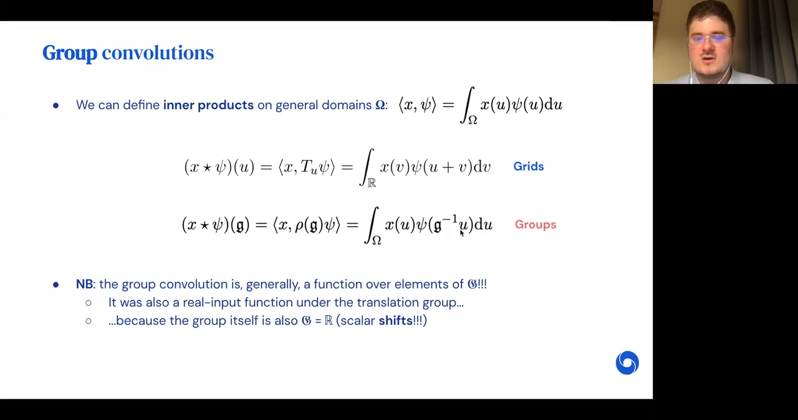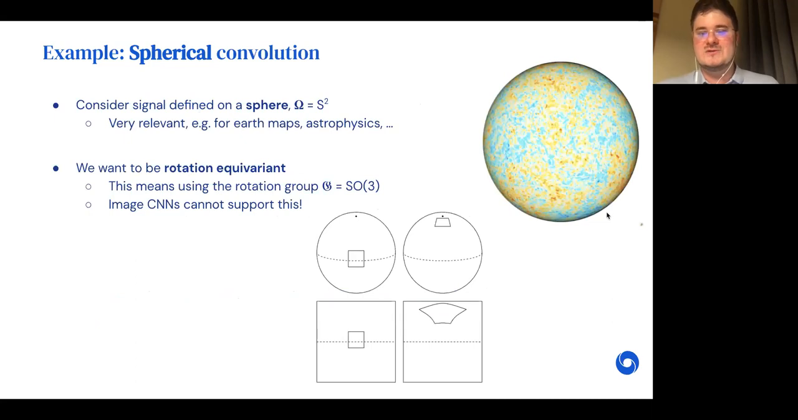So one thing that's important to note is that generally speaking, when you perform a convolution with respect to a symmetry group, it will be a function over g's, over individual elements of the symmetry group. Now, when we were doing grid convolutions, this was totally fine because elements of the shift group are themselves real numbers. So as a result, you could take a function on the reals and get another function on the reals. But in more general cases, we will start with a function that could be over our initial domain and end up with a function that takes inputs over our group. And this is a very important concept that we will now use to try to define convolutions over the sphere.